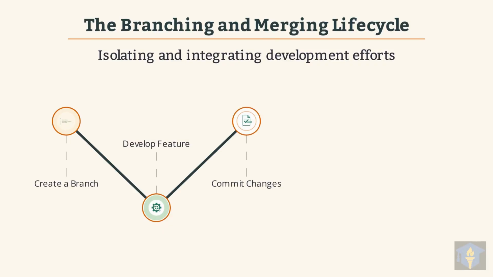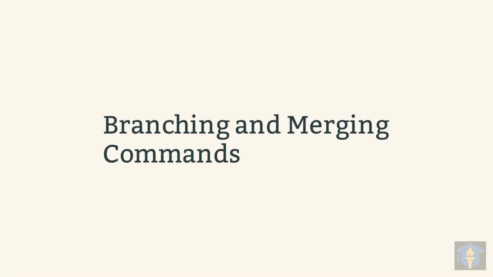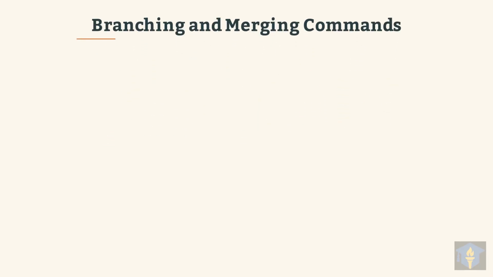As you develop, you'll regularly commit your changes to the branch, saving your progress incrementally. After completing your feature, you'll merge your branch's changes back into the main branch, integrating your work. Finally, once your changes are safely merged into the main branch, you can delete the feature branch to keep your repository tidy. Let's now look at the specific Git commands that enable this branching and merging workflow in your projects.